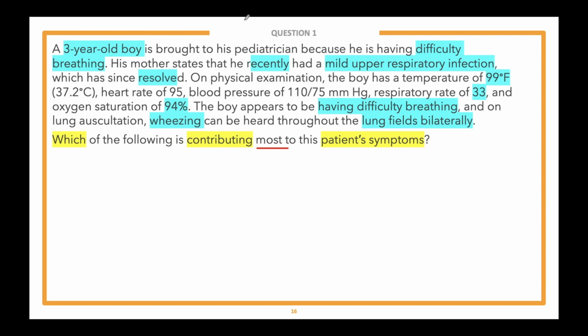So let's go ahead and take a look at, well, first let's talk about how many steps is this question. I think one, we probably need to figure out what's going on with this patient, maybe what's the diagnosis or similar.